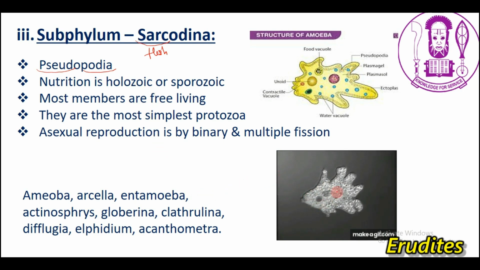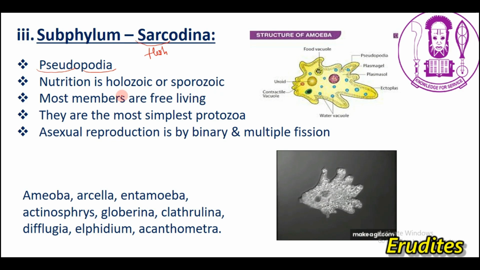If you look at this diagram, you can see the protozoa moving with the help of its pseudopodia. It is extending its pseudopodia out. This is one of them, extending out. As it is extending it out, it is moving from one place to another. This is what we refer to as the pseudopodia, also known as the false feet. So Sarcodina move with the help of the pseudopodia. Then nutrition is holozoic or saprozoic.